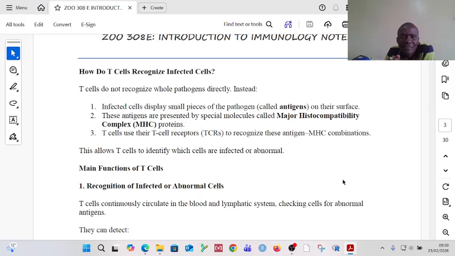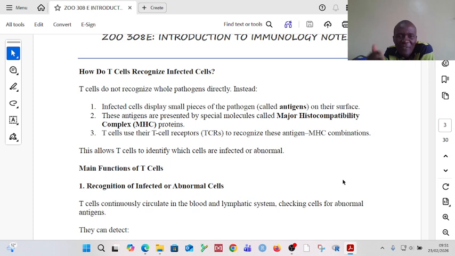Instead, once a cell is infected, that cell, upon infection, will display small pieces of the pathogen. Those small pieces, what we call antigens, will be displayed on the surface of the infected cell. Then, those antigens that are displayed, those antigens that are on the surface, okay, are then presented by special molecules. We call it the major histocompatibility complex proteins.